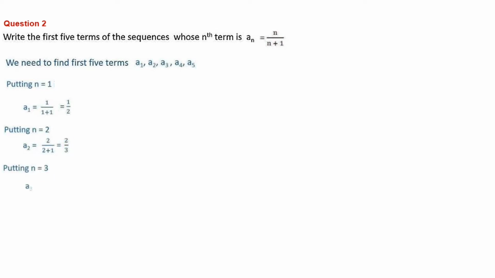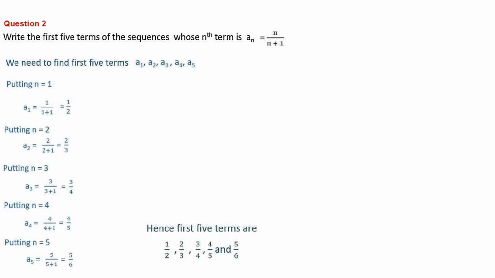Next n is equal to 3. If you put, a3 is equal to 3 divided by 3 plus 1, which is 3 by 4. Next is n is equal to 4. If you put 4 divided by 4 plus 1, that is equal to 4 by 5. Next n is 5. We can put 5 divided by 5 plus 1, that is equal to 5 by 6. So the first 5 terms of the sequence are 1 by 2, 2 by 3, 3 by 4, 4 by 5, 5 by 6.